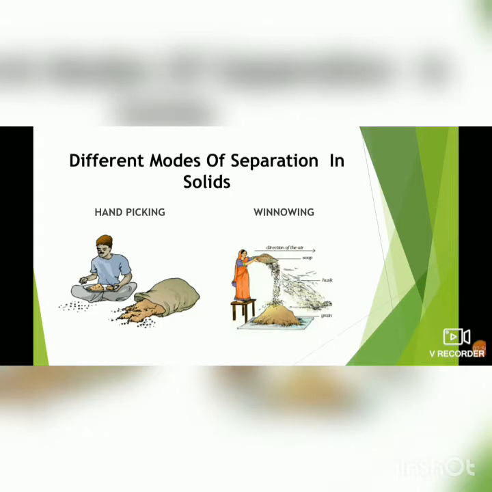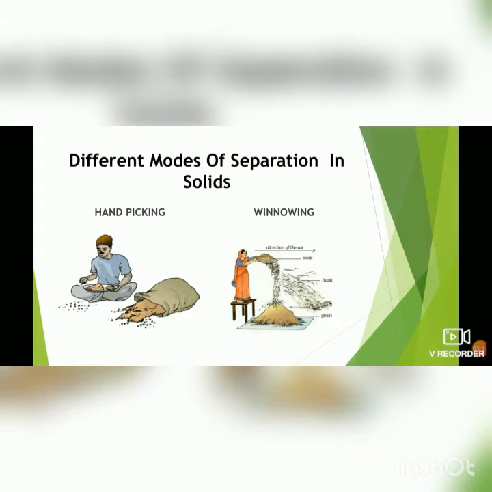First, the solids. First picture that you see is that of hand picking. As I told you, if the substances in a mixture are different in shapes and sizes, we can see them clearly. And if one substance is very less in amount, then we can use our hand to separate it. We call this hand picking.